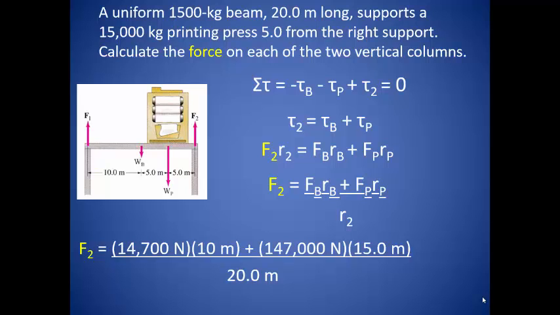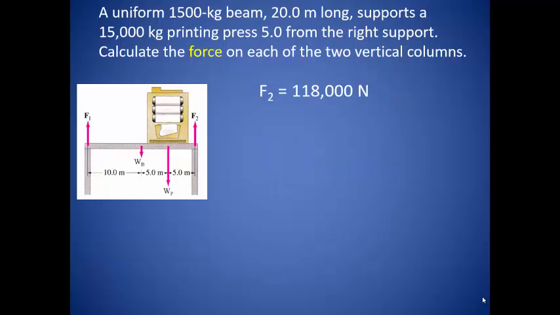Also note that we are measuring all of our distances from the left support beam. So the center of the mass beam is 10 meters away, and the printing press is 15 meters away. That would make our second support beam 20 meters away from our first support. From here we can find that the force acting up on the second support is 118,000 newtons.